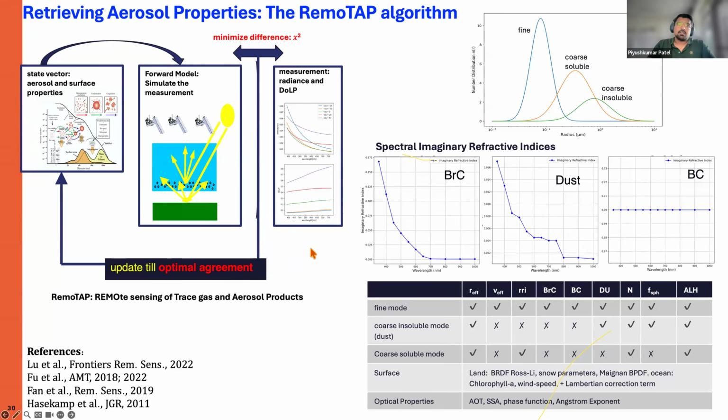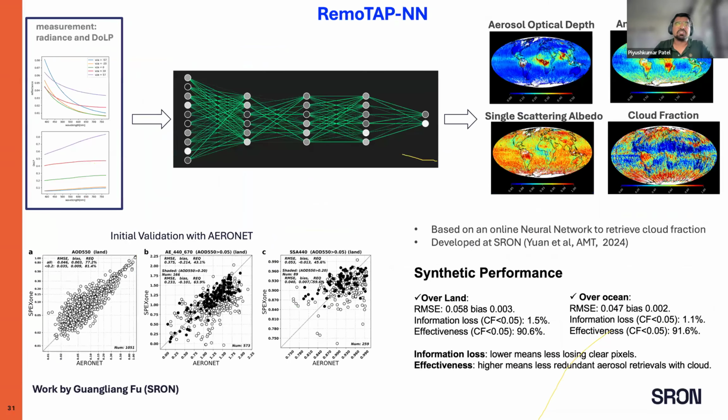Now, these algorithms are based on physics. Now we are trying to switch the algorithm to one based on a neural network. This is still under development, but I thought it's good to demonstrate. So we are now training the neural network based on the radiance and the degree of polarization that we got from the measurements. And we have the lookup table where we have all the aerosol information. Based on that, we are training the neural network algorithm, and then we are retrieving a few variables like aerosol optical depth, angstrom exponent, single scattering albedo, and cloud fraction.